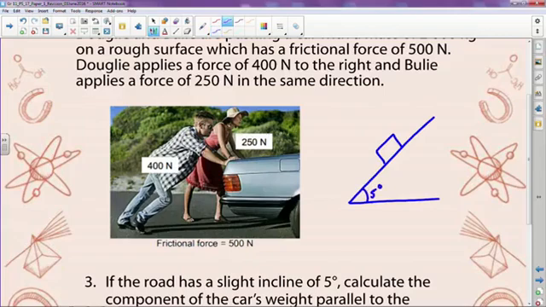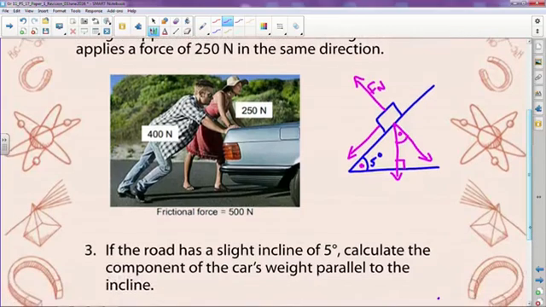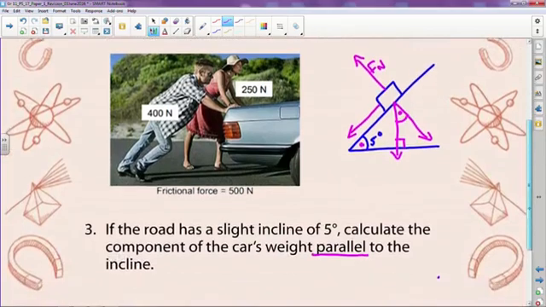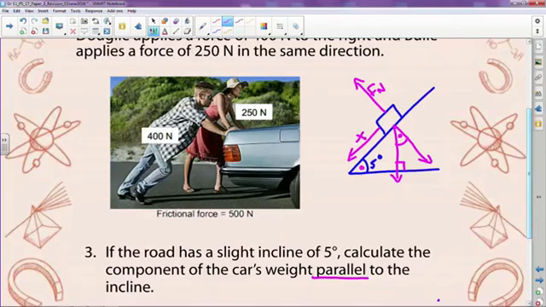What do I have? I'm going to have a component that goes down, a component that goes up like that, and a component that goes down at 90 degrees like that. And then I'm going to have my component that is the force due to gravity. Remember that this angle here, because of the parallel lines, is equal to that angle in the middle. We want to know the component of the car's weight parallel to the incline. So I want this one here, which I can move down and put it there.